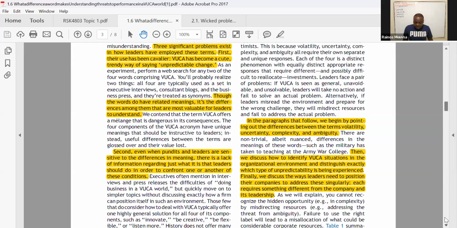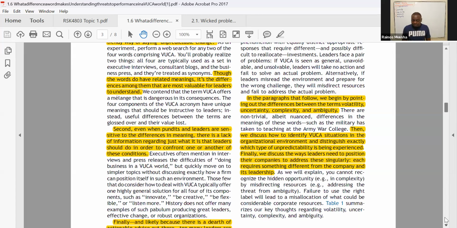Then, in the paragraphs that follow, we begin by pointing out the differences between the terms volatility, uncertainty, complexity, and ambiguity. Then we discuss how to identify VUCA situations in the organizational environment and distinguish exactly which type of unpredictability is being experienced. And finally, we discuss the ways leaders need to position their companies to address these singularly. Each requires something different from the company and its leadership as well.